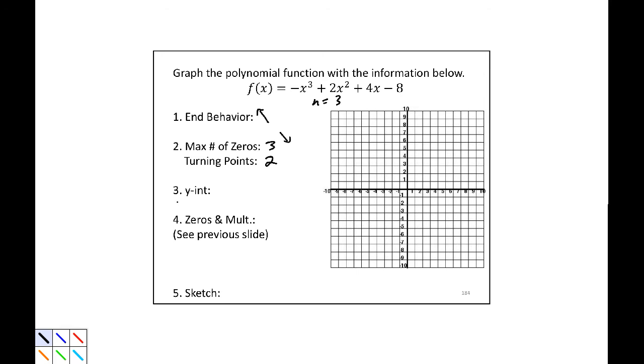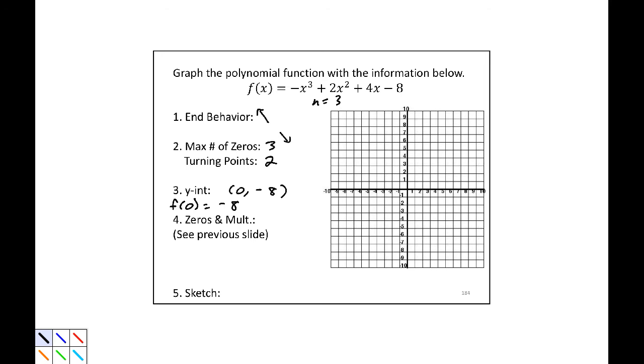Next, I can calculate f of 0 to find the y-intercept. If you notice, we will have negative 0 cubed plus 2 times 0 squared plus 4 times 0 minus 8. Those first 3 terms are all 0, so this is minus 8. So that our y-intercept is (0, -8).